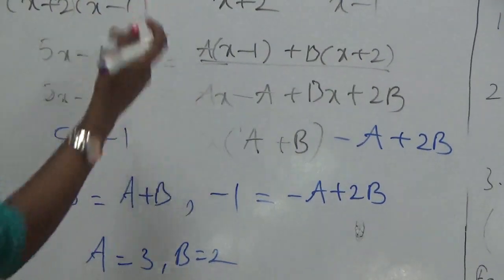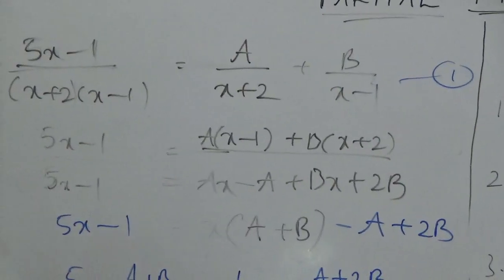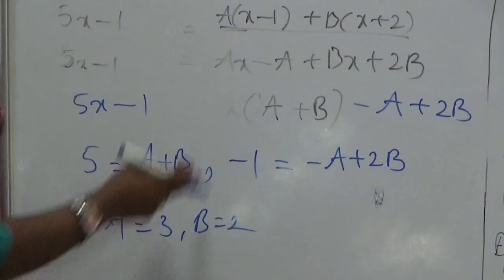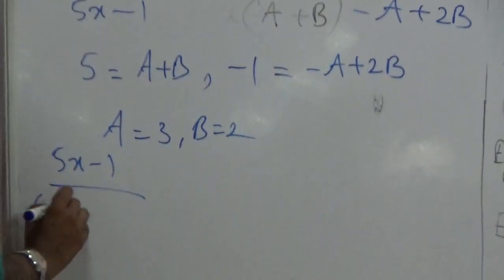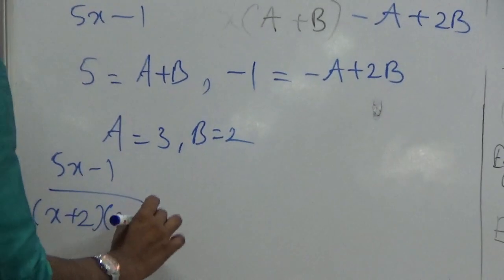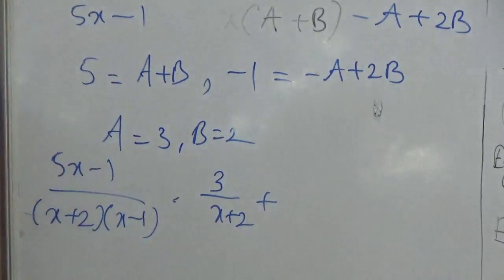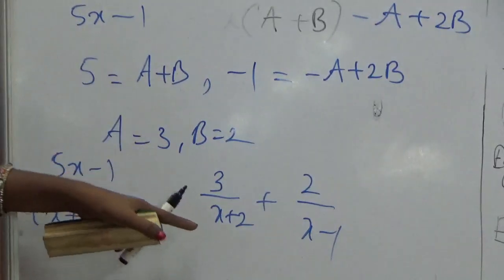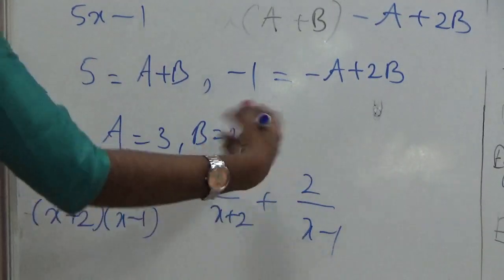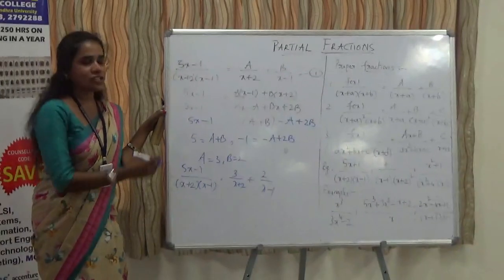So substitute this in this equation, say, for example, equation number 1. Substitute these two values of A and B in equation number 1. Next step is (5x minus 1) by (x plus 2)(x minus 1), A equal to 3, so 3 by x plus 2, plus B equal to 2, that is 2 by x minus 1. So 3 by (x plus 2) plus 2 by (x minus 1) are the partial fractions. And this is the procedure of solving a proper rational fraction.